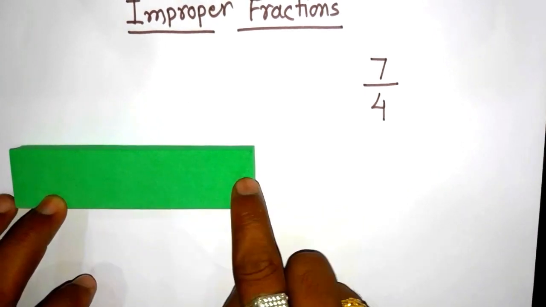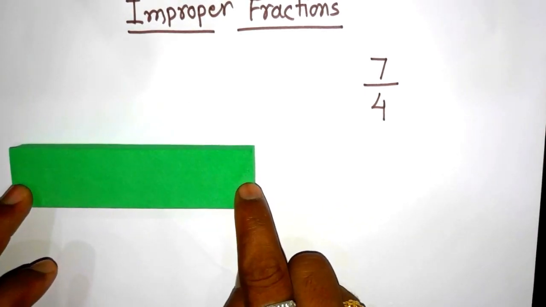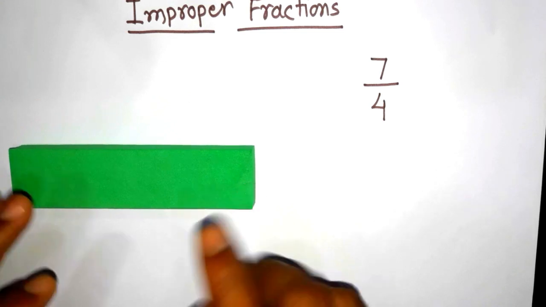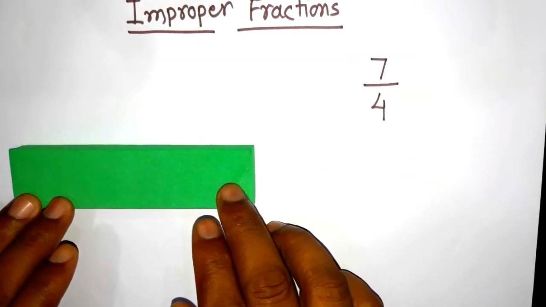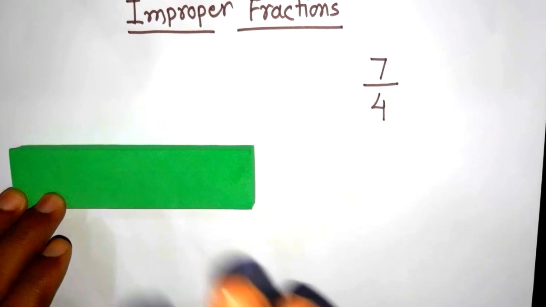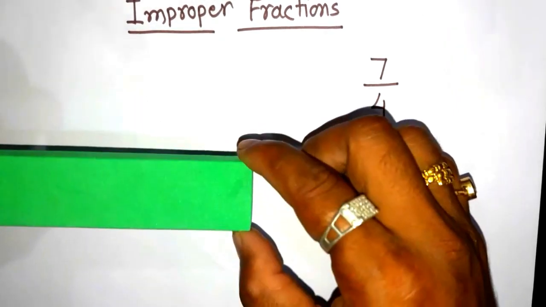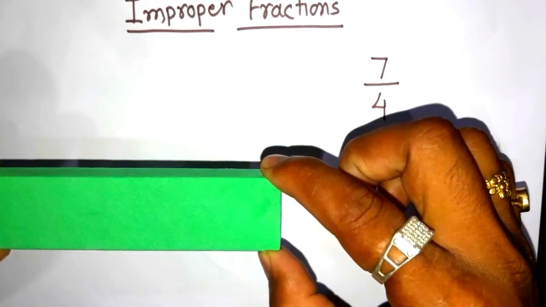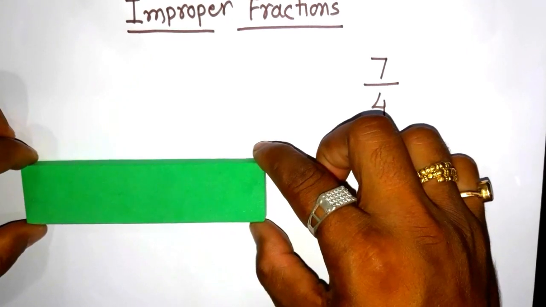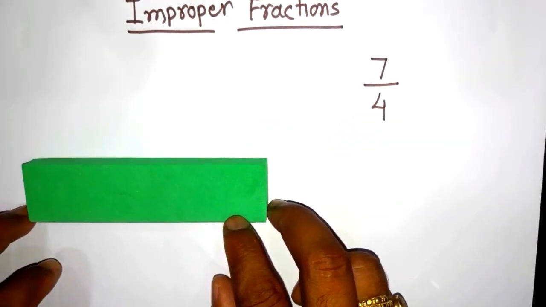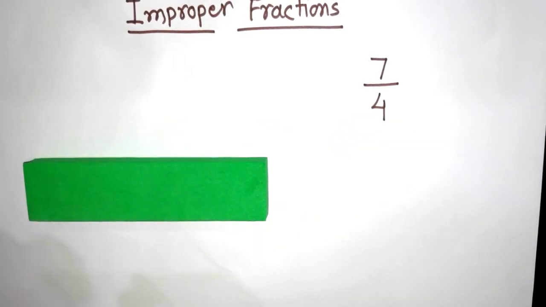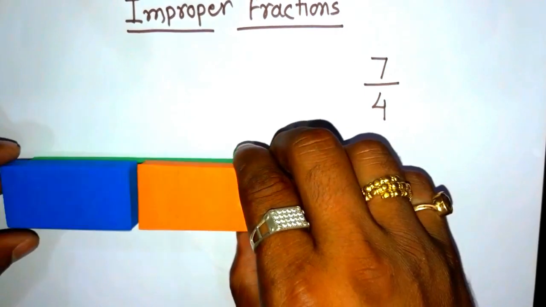Okay, now this is a rectangular sheet. Now if you observe, this rectangular sheet has not been divided into any equal parts nor is broken. So this is a whole rectangular sheet. So it's 1. Now let's divide this rectangular sheet into 2 equal parts with the help of these 2 rectangles.